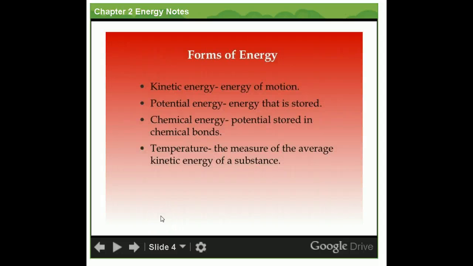Chemical energy is what we were talking about in chemical bonds. It's potential energy that's stored in chemical bonds. So when you have chemicals rearranging themselves, which is called a chemical reaction, then you're going to get some energy. And temperature is the measure of the average kinetic energy of a substance. So temperature is actually moving energy. When you put a thermometer in your mouth to get your temperature, it's actually measuring how much atoms are hitting onto it and moving it, and that's a measure of kinetic energy.